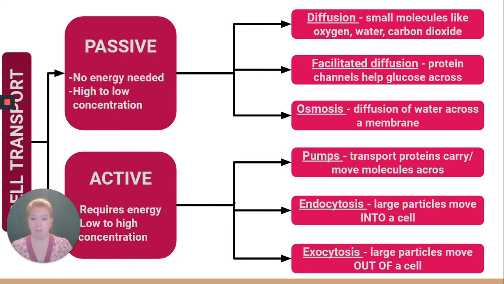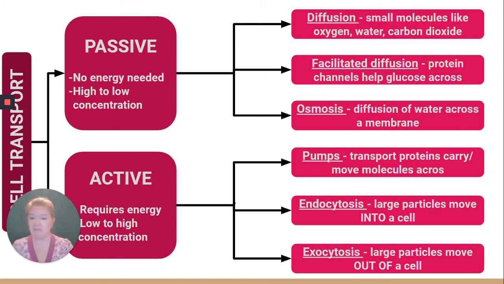First, we have pumps. So we have proteins that are in the cell membrane, just like for facilitated diffusion. But these pumps need energy, and the cell energy is called ATP. And these transport proteins carry or move the molecules across. So it's not just holding someone's hand, you got to pick them up and carry them across. Okay, so pumps are still proteins, but they need energy called ATP, and they're going to help carry molecules across the cell membrane.